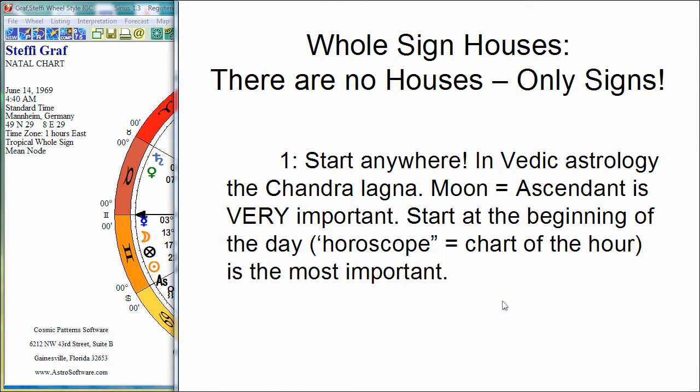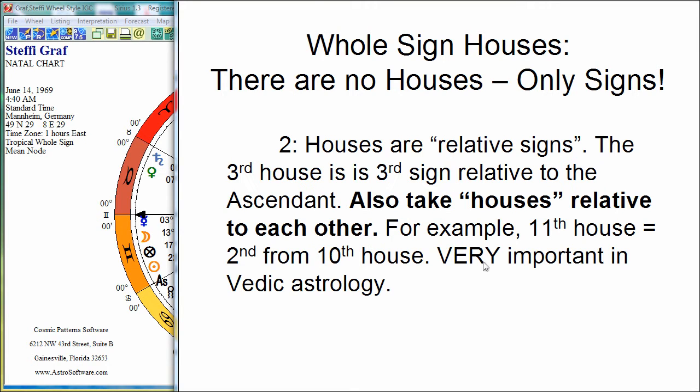If I can count from any point, then I can have Chandra Lagna, just like I can have the usual Lagna ascendant as the beginning of the first house. And in Vedic astrology, the Chandra Lagna is very important. And it makes sense. So I'm just showing how you look at the chart and how the techniques used fit into the overall concept. Now, number two is that if a sign is a house, and houses are just relative signs, then everything's relative. You look at everything relative to everything.